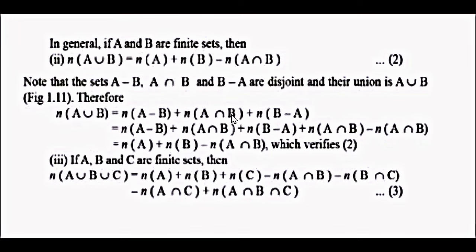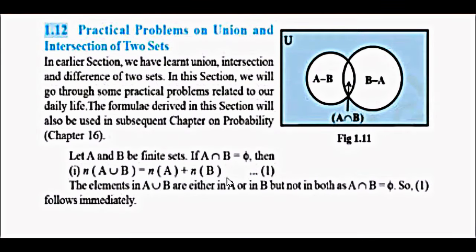But before we go ahead, let me tell you that if this intersection is nil, that is, there is no intersection, then we go back to this expression. That is, if A and B are disjoint, they have nothing in common, then the number of elements in A union B will be exactly n(A) plus n(B).